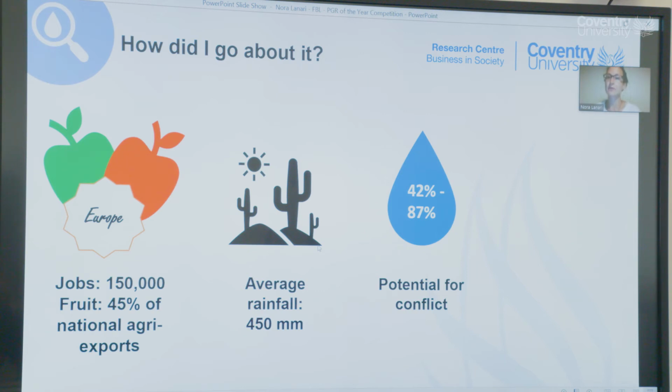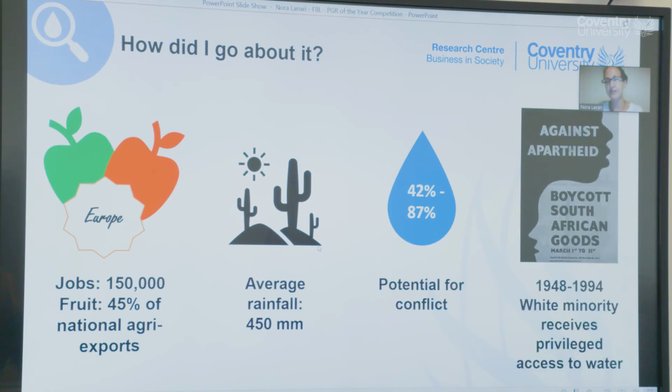To make it a bit more complicated, in South Africa, this situation is exacerbated by the country's apartheid legacy. Apartheid was a system of institutionalized racial segregation and discrimination that ended in 1994, but it gave preferential access to land and water resources to the ruling white minority. And since 1994, South Africa as a country has been struggling to rectify the inequalities that were engineered by the apartheid state.